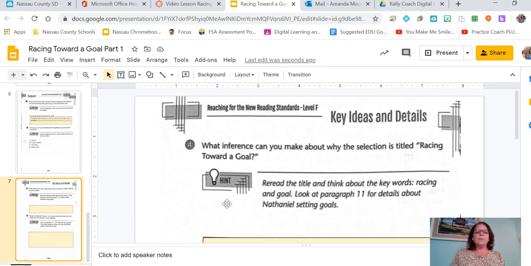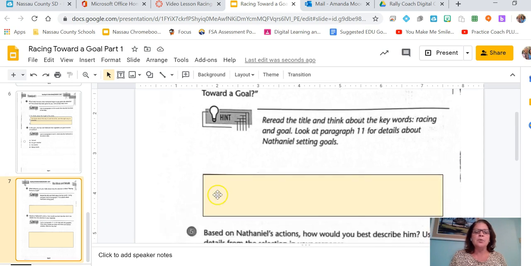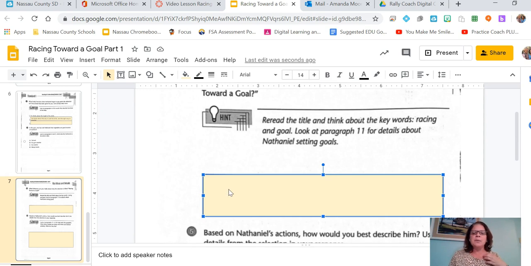So question 4, what inference can you make about why the selection is titled Racing Toward a Goal? This is where we have to take our background knowledge and also what we read and come up with an inference. It says reread the title and think about the keywords racing and goal. Look at paragraph 11 for details about Nathaniel setting goals. So I'm going to do a think aloud for this one, and then you can just type what I type, unless you like your inference better.